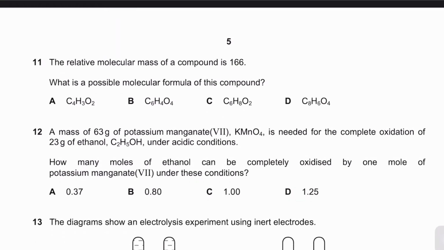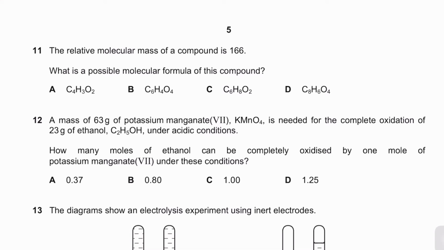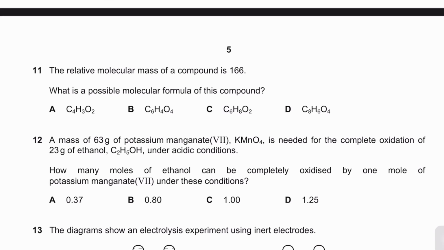The relative molecular mass of a compound is 166. What is the possible molecular formula of this compound? Okay, so to find the molecular formula, first we have to remember that the molecular formula of the compound is going to be the empirical formula to the power of n, where n is the relative molecular mass divided by the empirical formula mass. So first of all, the empirical and molecular formula of this compound will still remain the same.